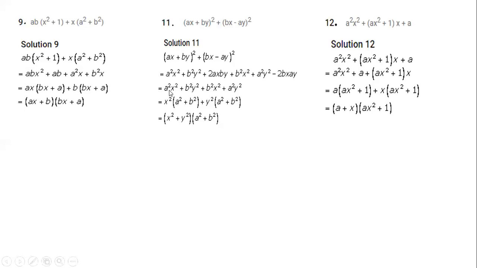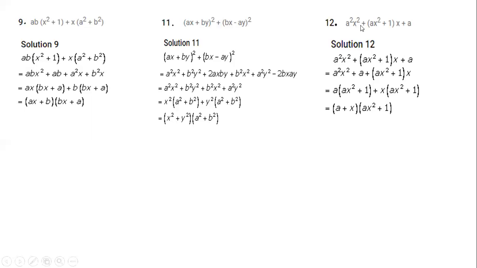I have grouped the first and third, second and fourth. If you want to group first and fourth and second and third, then choice is again up to you. X square, from these two take out x square common, we are left only with a square plus b square plus, from these two take out y square common, a square plus b square. Now see, a square plus b square is here, a square plus b square is here. Take out that common factor and we are left only with x square plus y square. Come to question number 12.